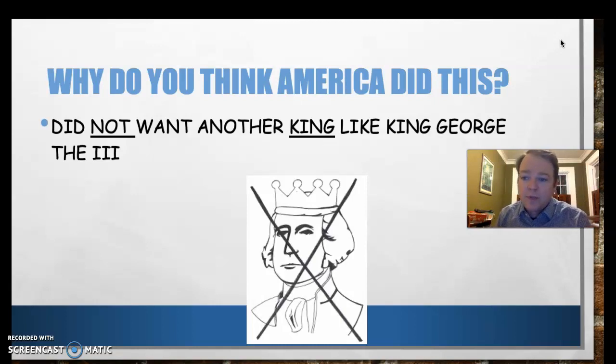In the movie clips of The Patriot that we watched, there's one we didn't get to where the main character basically says, why should I trade in a tyrant 3,000 miles away for a tyrant 30 miles away or 300 miles away or closer? You don't make a change and then just do the same thing you were doing beforehand. So they didn't want to have a king like King George.